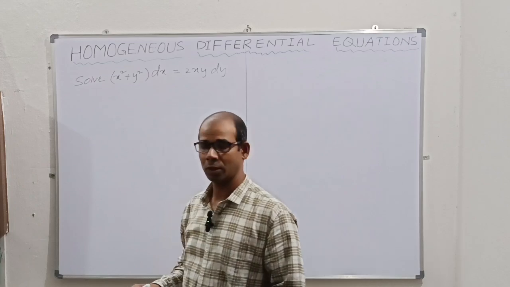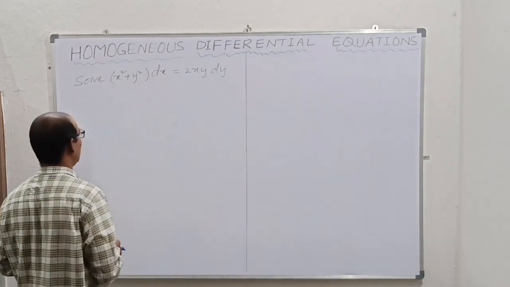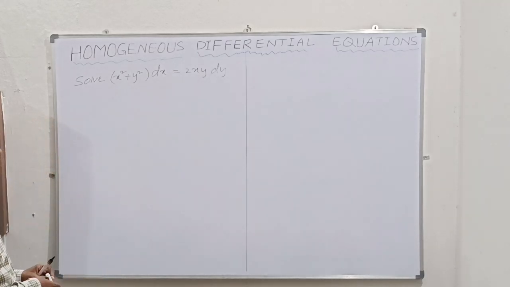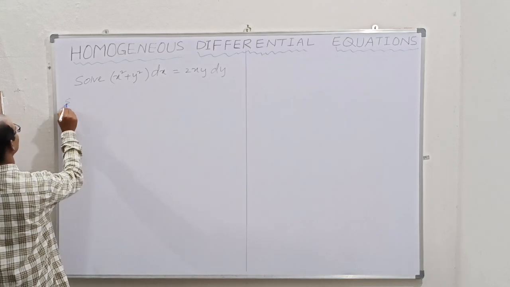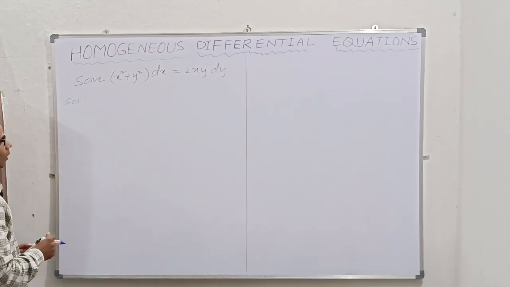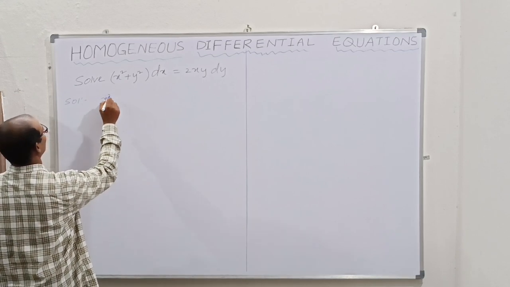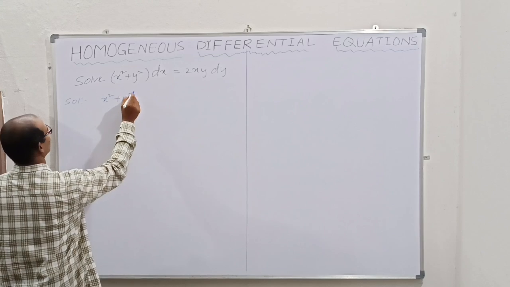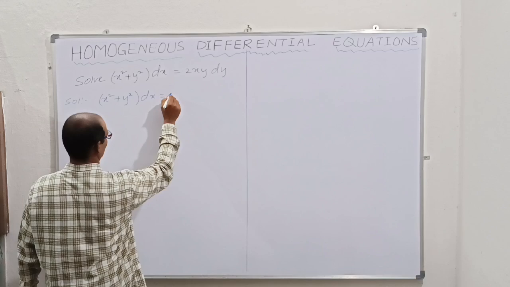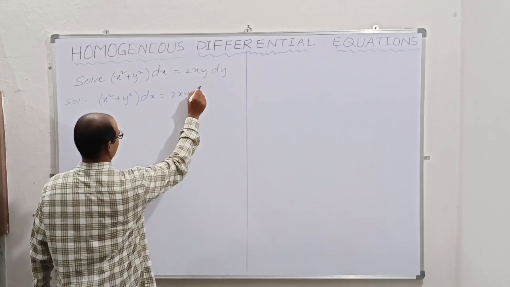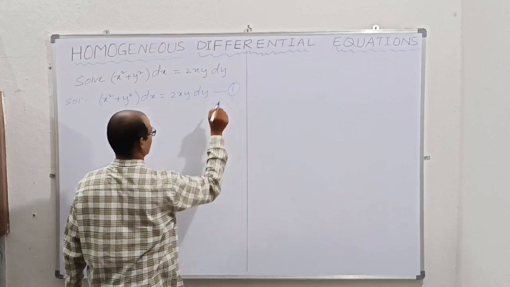Okay, so now we are going to solve the problem. Solve x square plus y square into dx is equals to 2xy dy. So the given differential equation is x square plus y square into dx is equals to 2xy dy. This is equation 1.